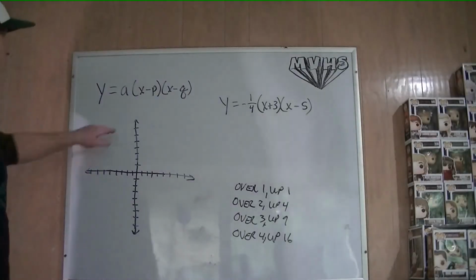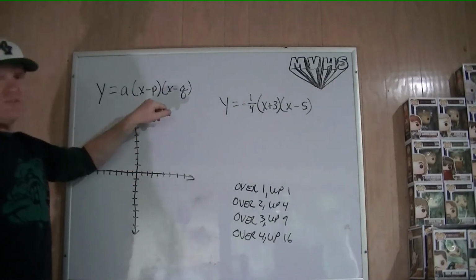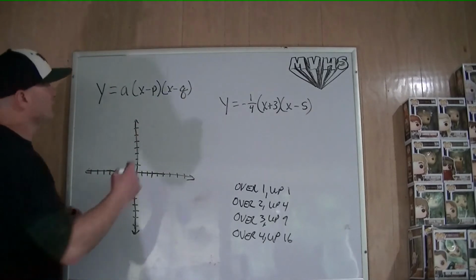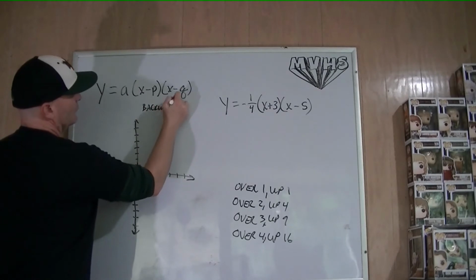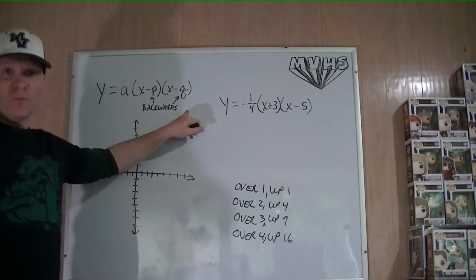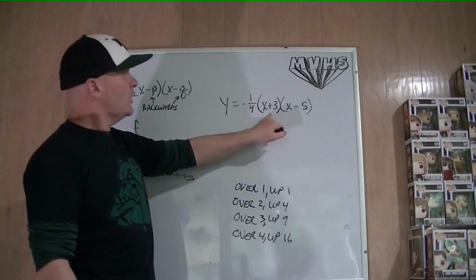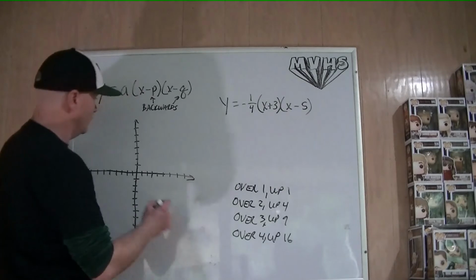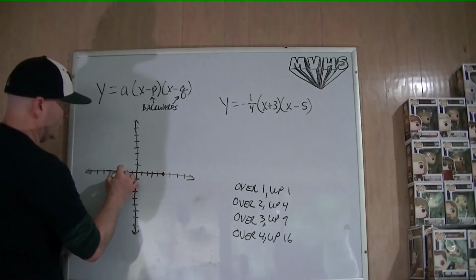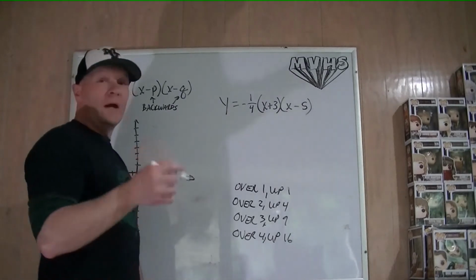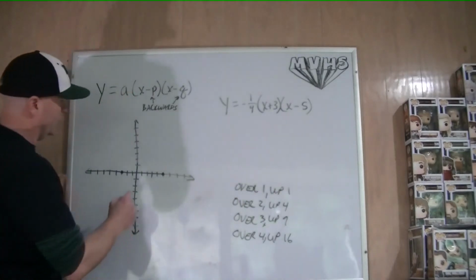Alright, intercept form, remember, it looks like this. It's a, x minus p, x minus q, and the nice thing about this is p and q are the x-intercepts, but we have to remember, since they're in parentheses, they're backwards, right? So if q says minus 3, it actually means plus 3. If we look at this one, our two x-intercepts are negative 3 and positive 5. 1, 2, 3, 4, 5. 1, 2, 3. There's our two x-intercepts. The way we found the axis of symmetry in intercept form was to find the number that's halfway between those two.